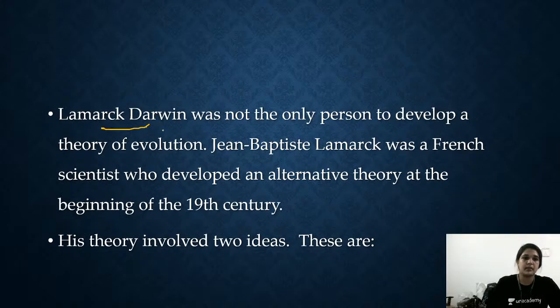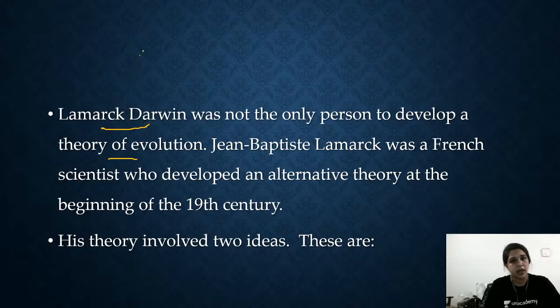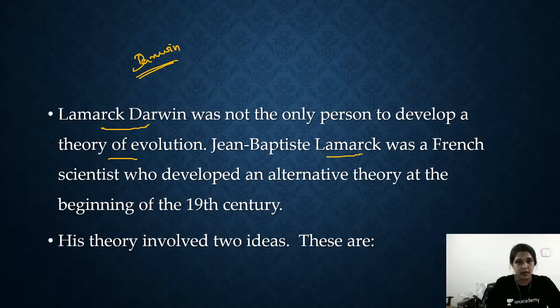Lamarck. Who is this Lamarck? Darwin was not the only person to develop a theory of evolution. Actually, the theory of evolution was spoken of even before Darwin, but Darwin's theory got very famous, so we only know Darwin. But before Darwin, many people spoke about evolution. One important person is Lamarck. He was a French scientist who developed an alternative theory at the beginning of the 19th century. Let's see what his theory is.